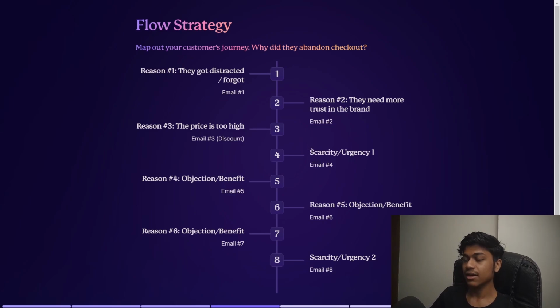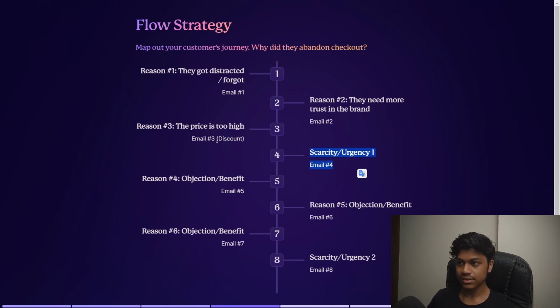Reason number 3, the price is too high. We just discussed this. The next email would be the scarcity/urgency email. Now, if you don't want to use a discount here, what you would do is literally just talk about how it's difficult to get stock once it goes out of stock and people have to wait for a long time, something like that. Just talk about scarcity/urgency. If you don't have anything that is real scarcity or real urgency, then in that case, I would not use this type of email, because I personally don't believe in fake scarcity and fake urgency. I believe that's kind of unethical, but you do you.